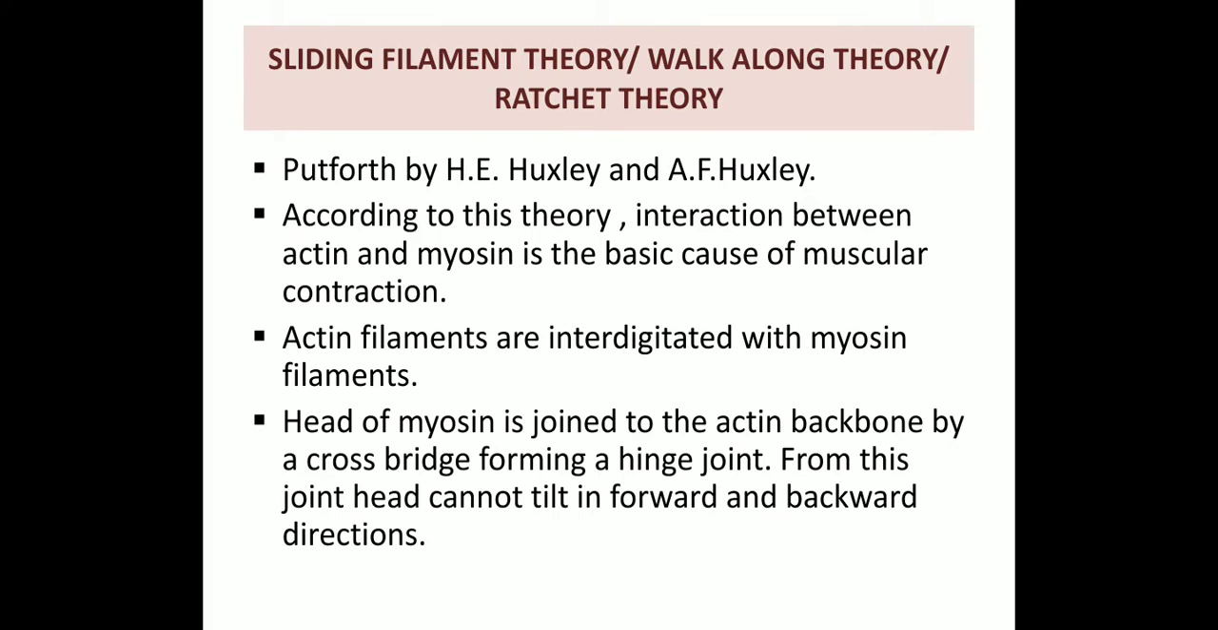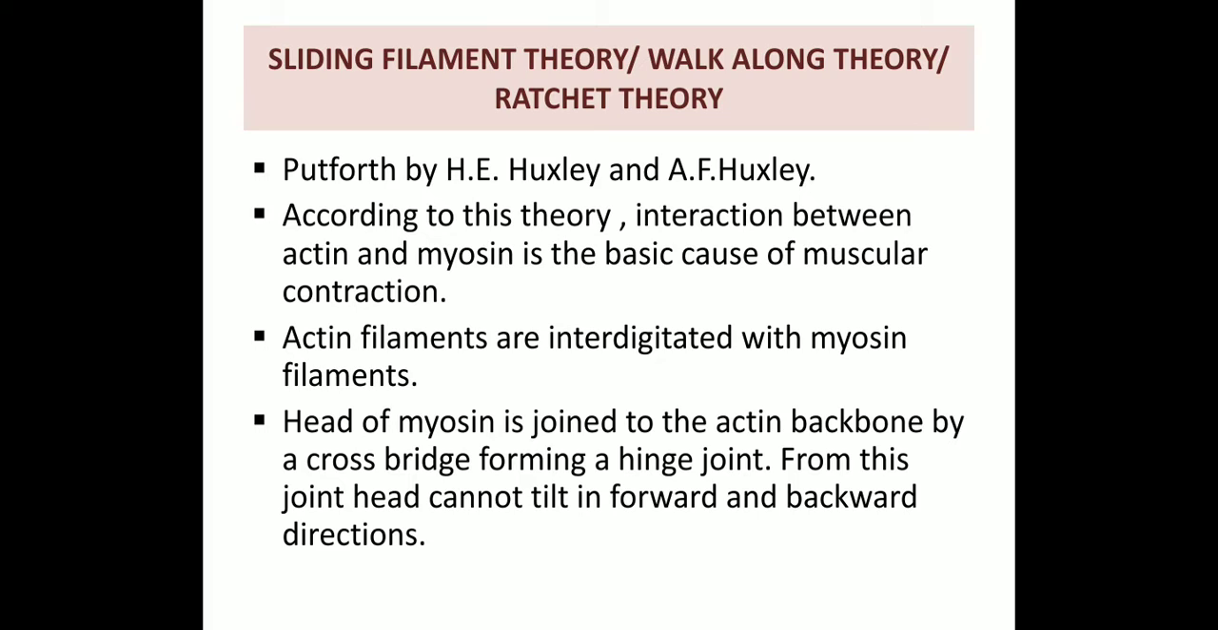What does this theory state exactly? This theory states interaction between actin and myosin. This interaction results in muscular contraction. So this is the main basic cause of muscular contraction, that is just the interaction between actin and myosin filament. Actin filaments are interdigitated with myosin filaments. How are they situated? Let's see through the diagrammatic picture given over there.